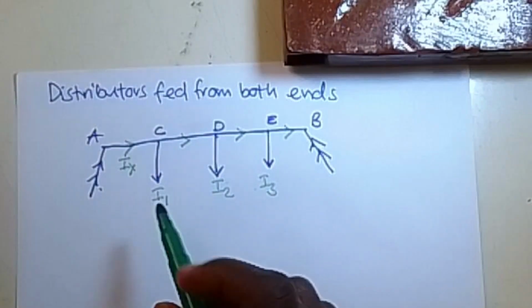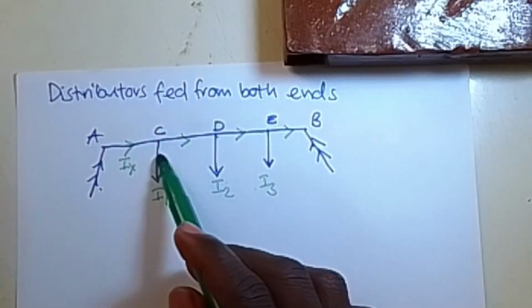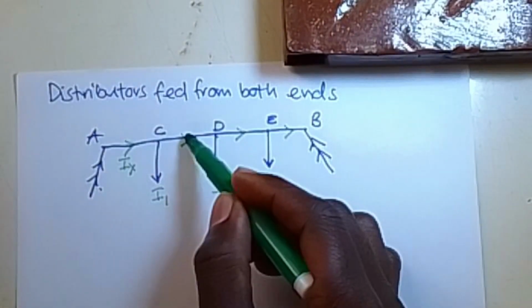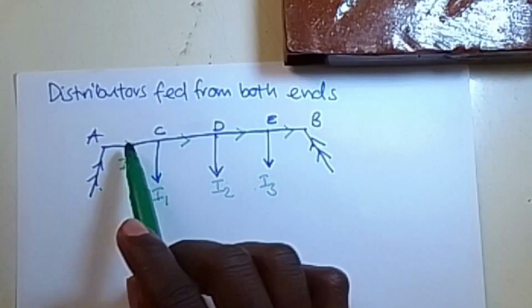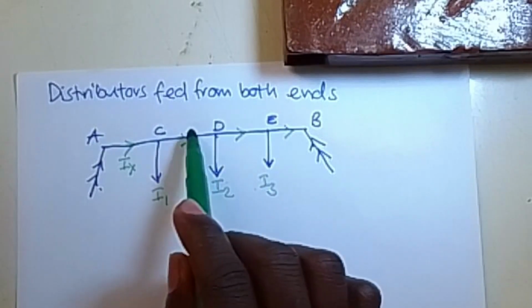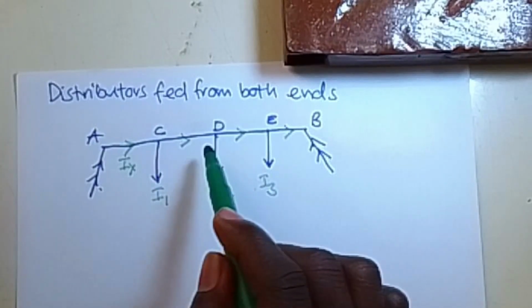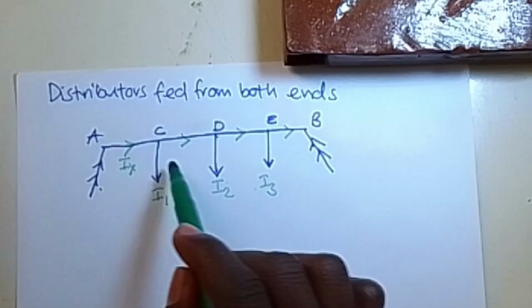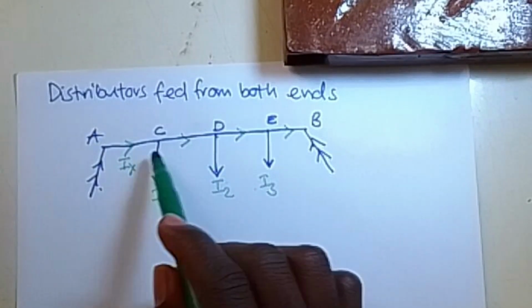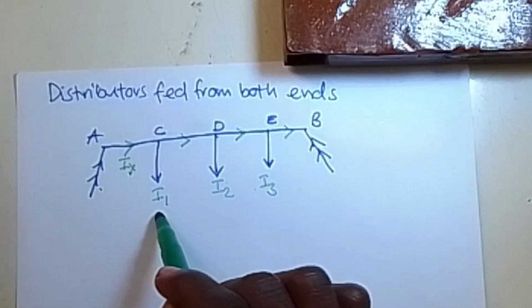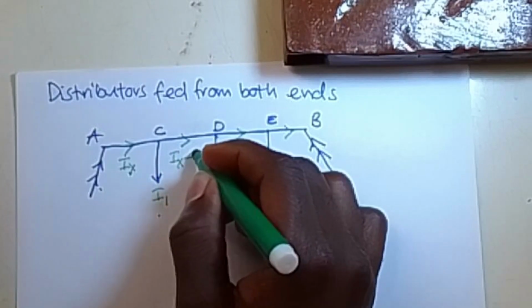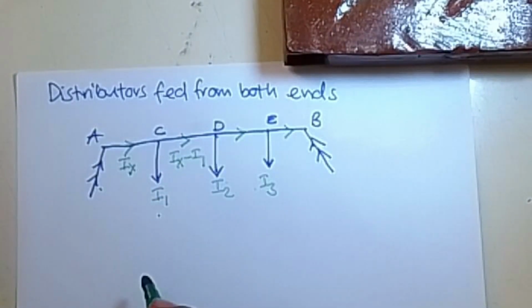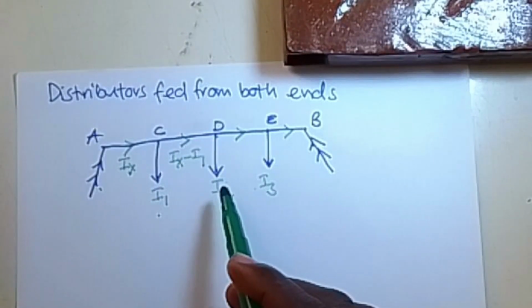Now, when it reaches that particular point, if we want to get the current flowing here, using KCL, the current entering equals the sum of currents leaving. Here the current entering is Ix, but the currents leaving are these two. So the current in this section will be simply this minus this: Ix minus I1. Similarly, we shall do the same now.